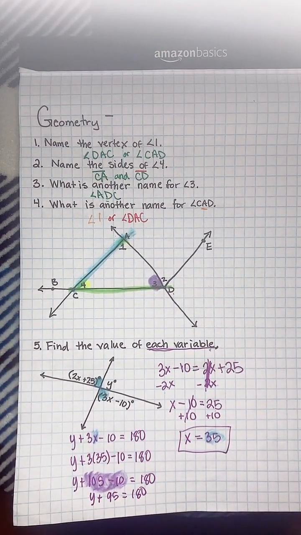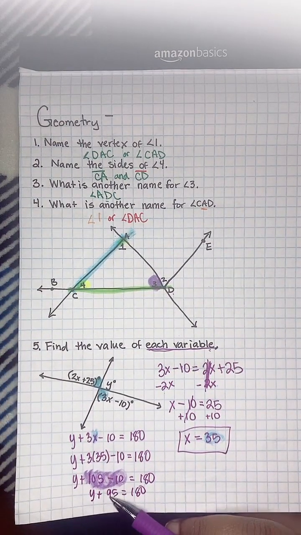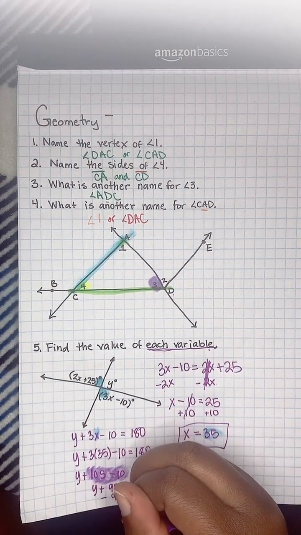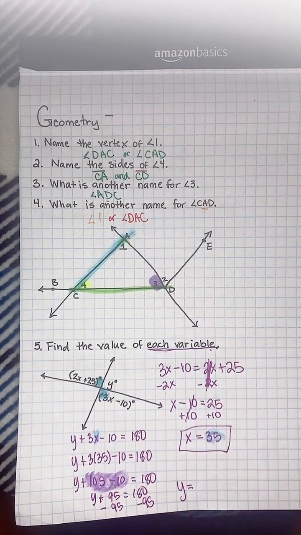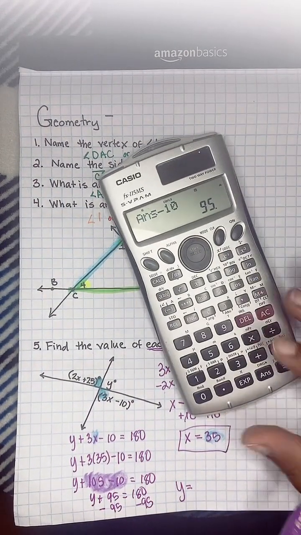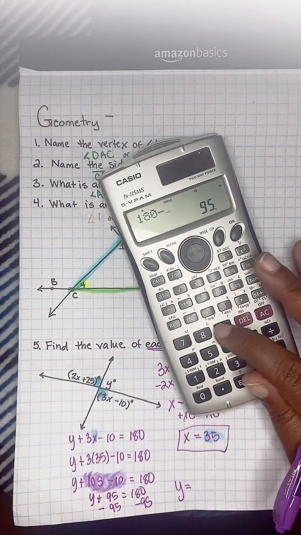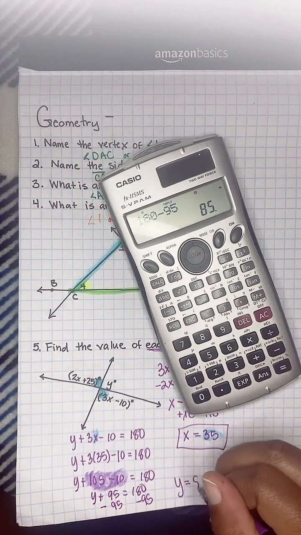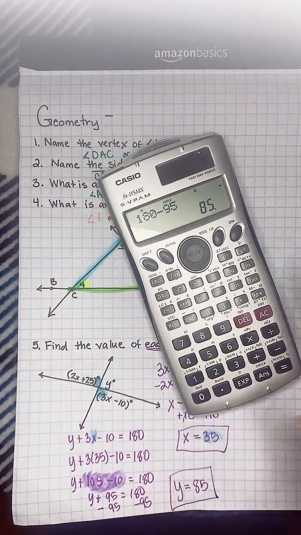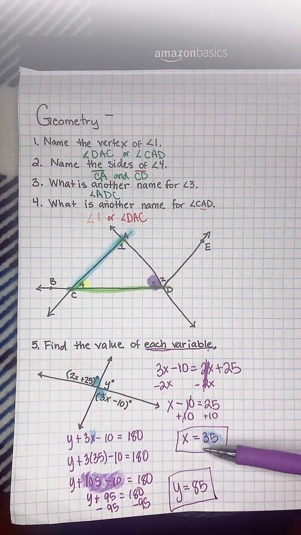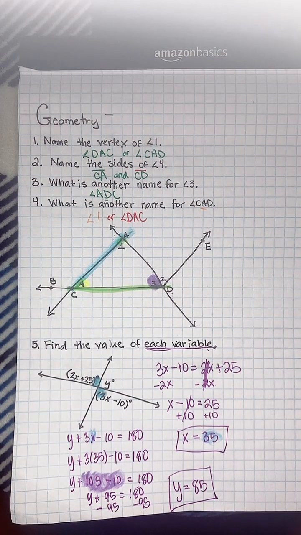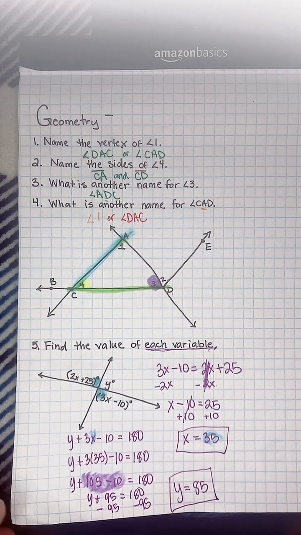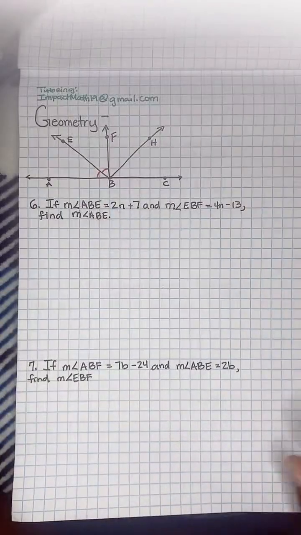Good. All right, and then last step, how do we get this plus 95 over? We subtract it. We do the opposite of addition. So y equals 180 minus 95. And we're going to get 85. So x is 35, y is 85. Okay, and we found both of our variables. All right. Okay, let's keep it pushing.